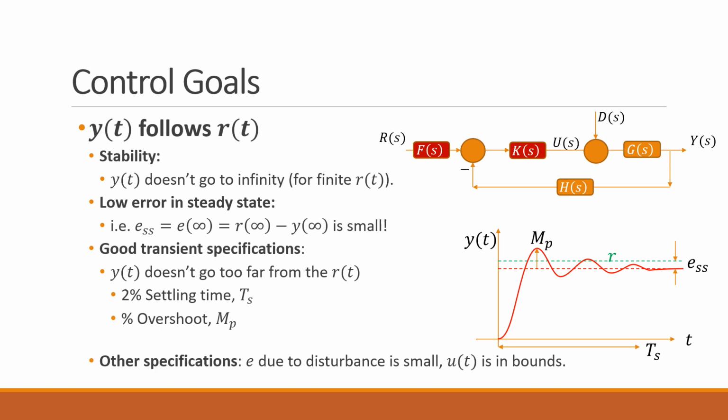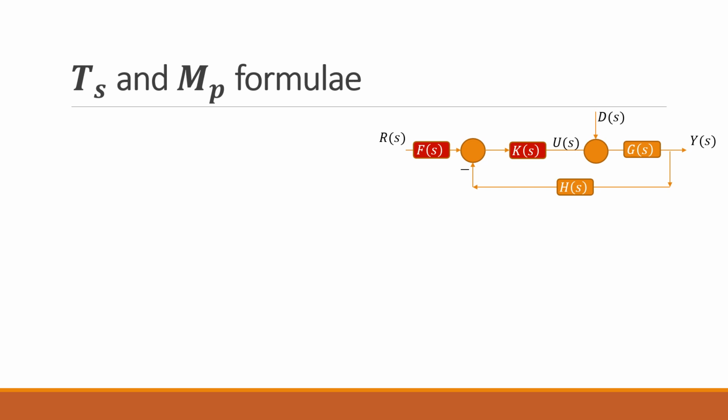Other specifications include reducing the effect of disturbances on the plant output Y and making sure that the controller doesn't request too much U of t to be given to the plant. Let's talk about settling time and overshoot specifications in some more detail.